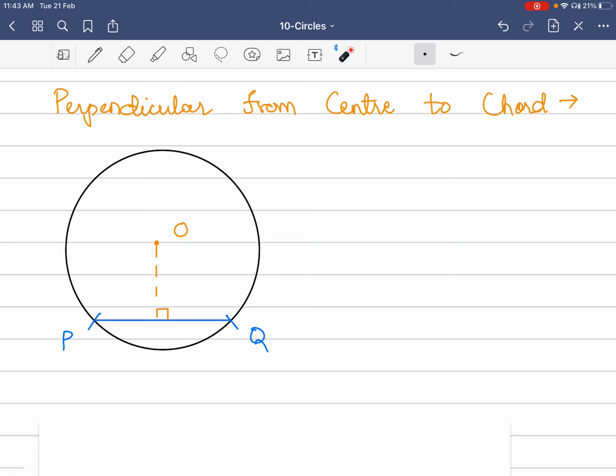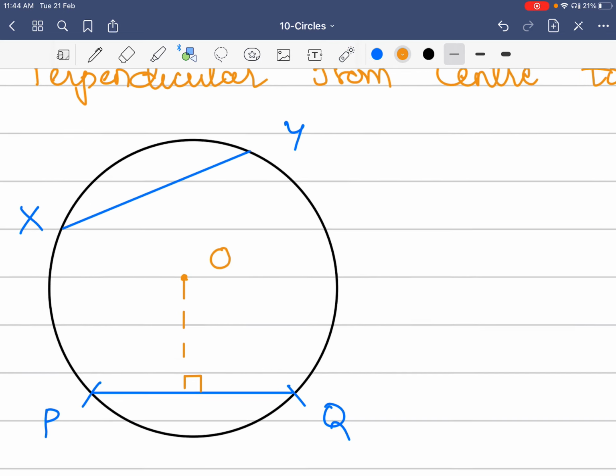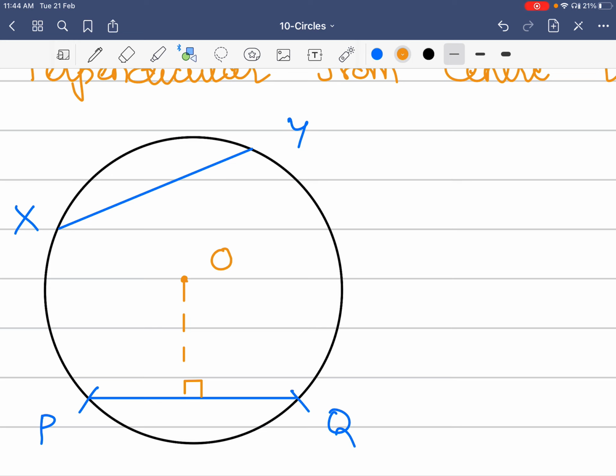Now this is one chord that we have seen in this circle. Similarly, there can be another chord. So I'm just going to mark another chord here. Okay, let's make a straight line. So this is my another chord, and let's call it XY. Now, can we draw a perpendicular from the center to this chord? Yes, obviously. So let's try to zoom in a bit. Yes. So this will be another perpendicular that we draw from the center towards the chord.